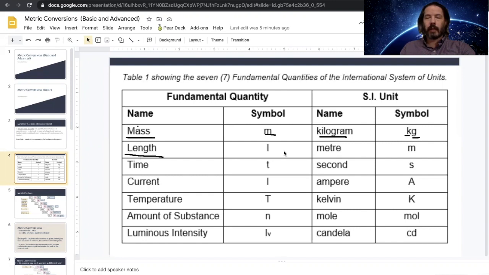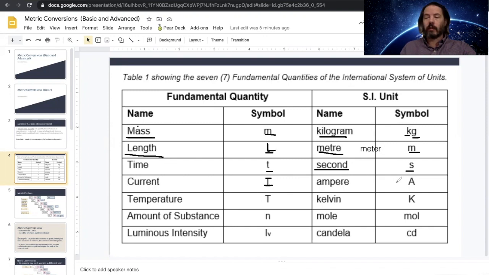The next one is length, which is usually a cursive L, if you can handwrite it. Bottom line is we measure it in meters. There's also the British spelling of meters. For time, we use the variable T for time and s for seconds. So seconds is what we measure time in. Current has the symbol, that's a capital I actually, which is why I prefer to use the capital L for length, so that we're making a distinction between these two.